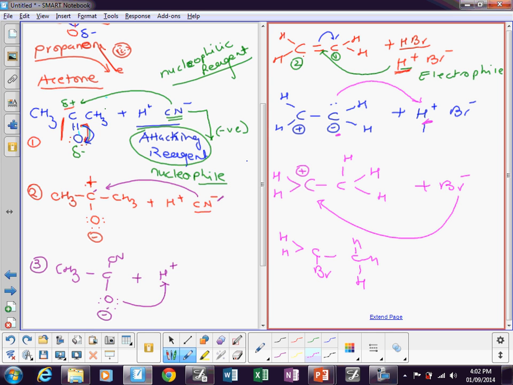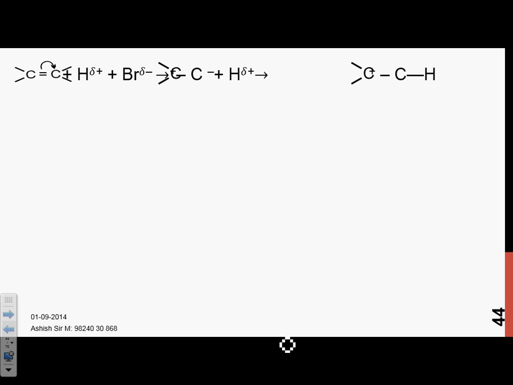Are you following this? But understand one point: here hydrogen was the attacking reagent, and this time the electron pair shifted towards it. That's why this is known as the positive electromeric effect. Are you following this? Is it understood or not?